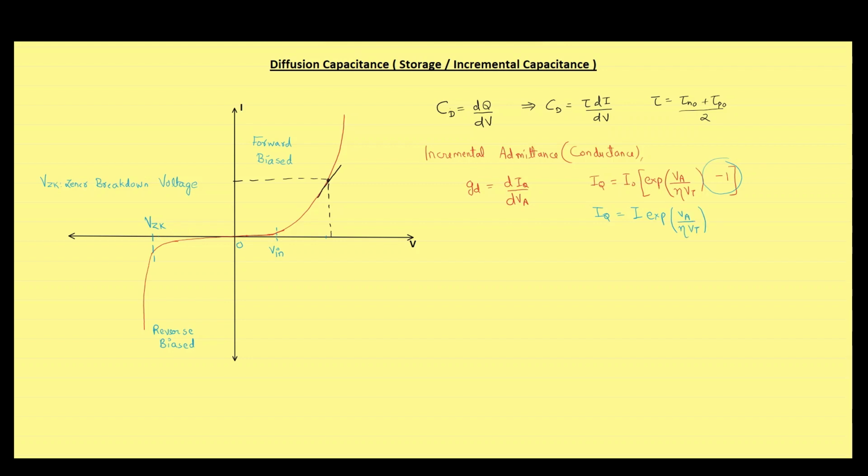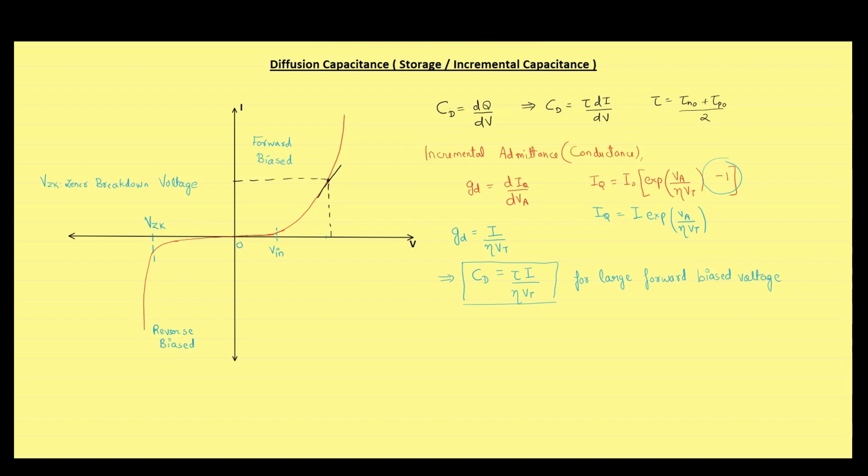after differentiating, we will get the incremental conductance to be equal to, therefore we will get the diffusion capacitance to be equal to, It is very clear that the incremental conductance is actually the slope of the graph.